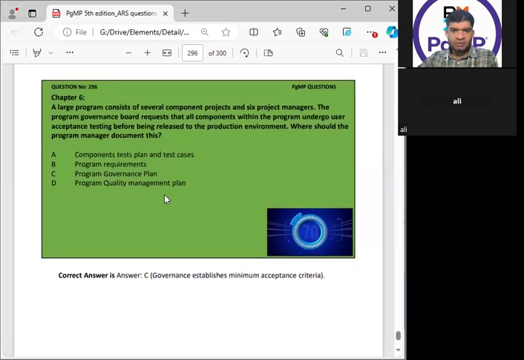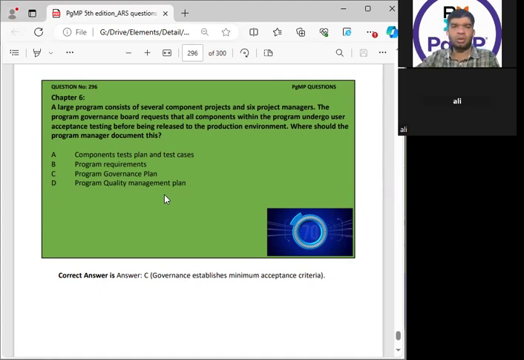A large program consists of several projects. The program governance board requests that all components within the program undergo user acceptance testing before being released. So the user acceptance testing is in the governance plan, not in the quality management plan. This is a very tricky question. This question appears in multiple mocks, like in the simulator as well, in PDF and PPT as well. The majority of the answers are the governance plan. But I have seen one question, I think somewhere in the simulator, where the governance plan option is not there. And in that case, it was the quality management plan.